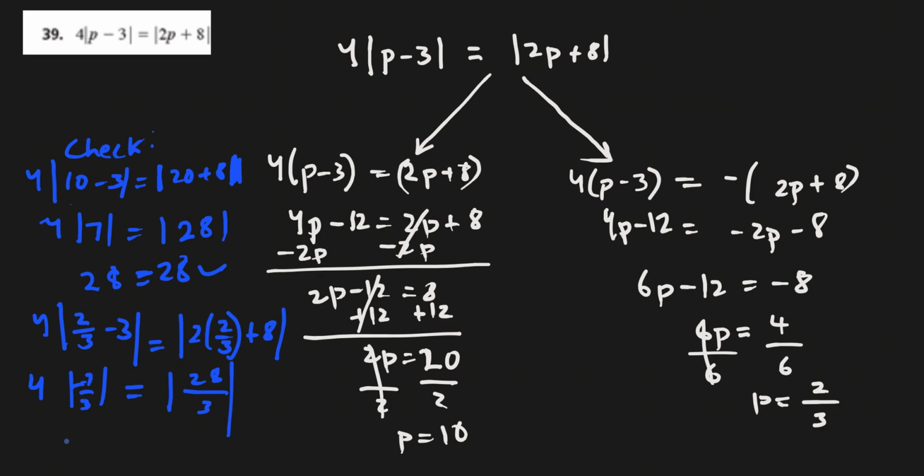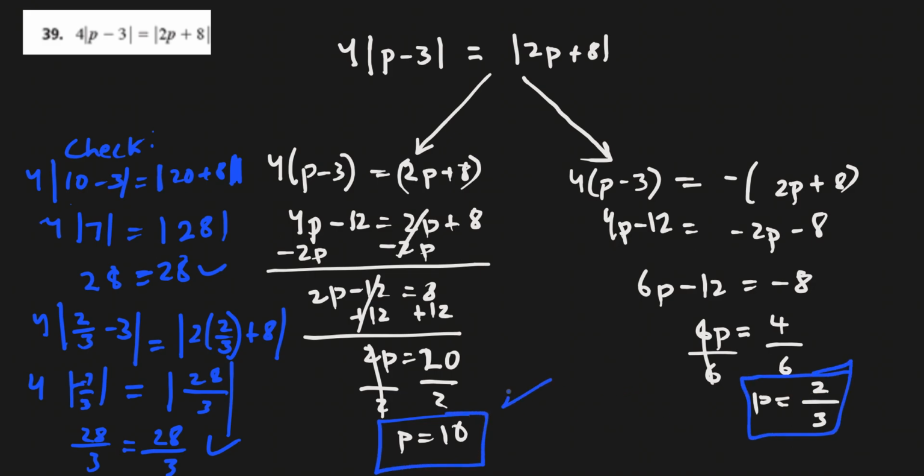This is going to be an answer. So 4 times negative 7/3, well, first its absolute value, so it's going to be positive 7/3, which is going to be 28/3, which is equal to positive 28/3. These are both accurate. So both of them work out. So both of these end up being solutions. And these are our two solutions to our absolute value equation.